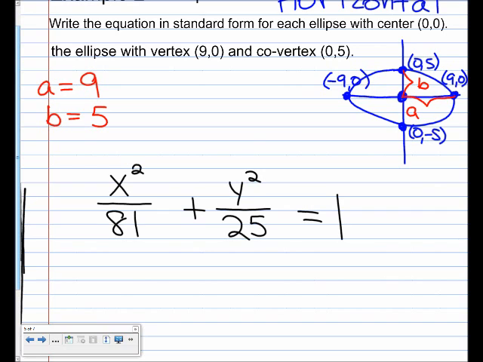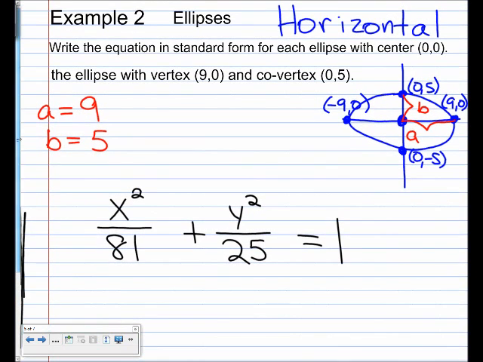Yes, so that's why you decide which type it is. If you tell me it's horizontal, the larger number goes under x. If you tell me it's vertical, the larger number goes under y. Because think horizontal, x direction; vertical, y direction. All right, go ahead and try these at your boards.